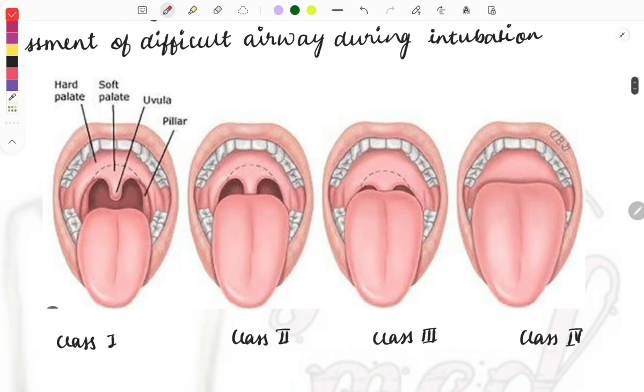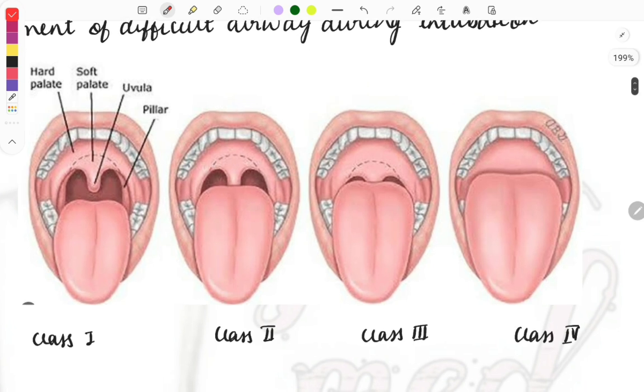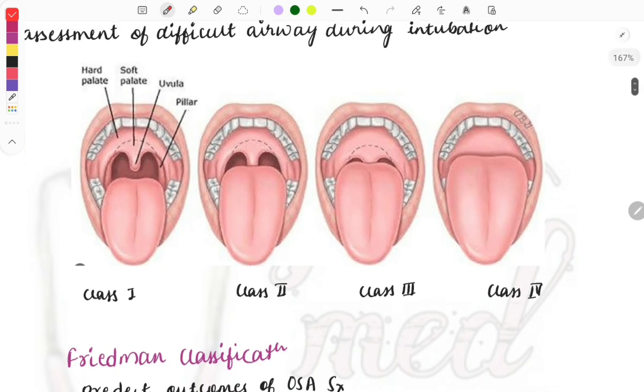And then in class 2, the uvula will be visible only partially, and the pillar is not visible as much. The hard palate is visible and the soft palate is visible. Then in class 3 the uvula will not be visible completely, and only the hard palate and the soft palate are visible. And in class 4 nothing is visible, we cannot differentiate anything.